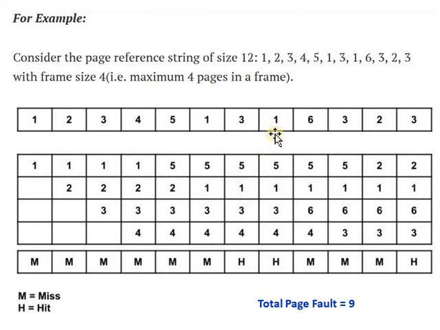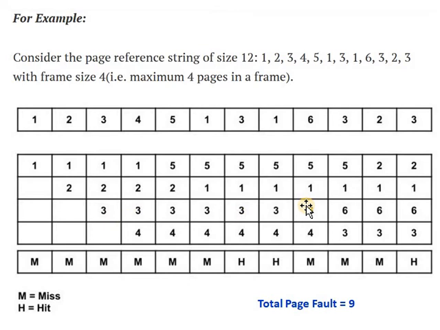Then next, when 1 occurs, 1 is also available in the memory. So here a page hit occurs, so there is no page replacement. But when 6 comes, it is not available in the memory. So a page fault occurs, that means a cache miss occurs, and it replaces the oldest page in the memory, that is 3. 3 is the oldest page in the memory.